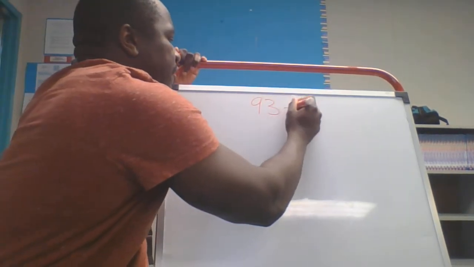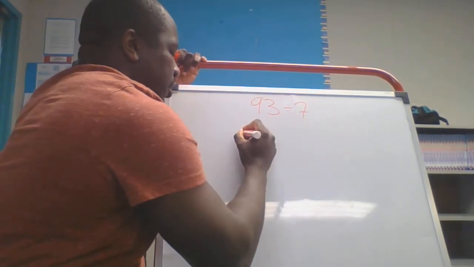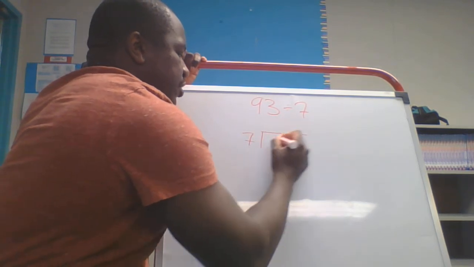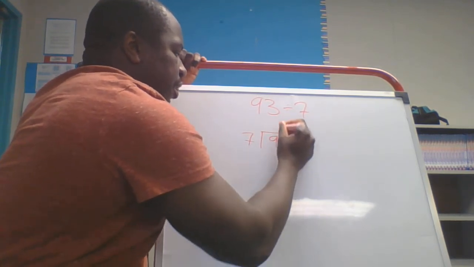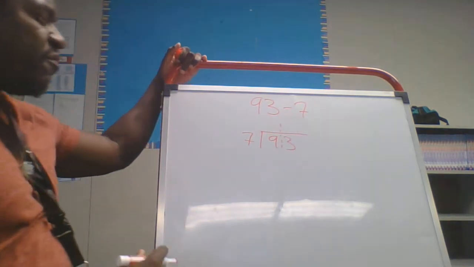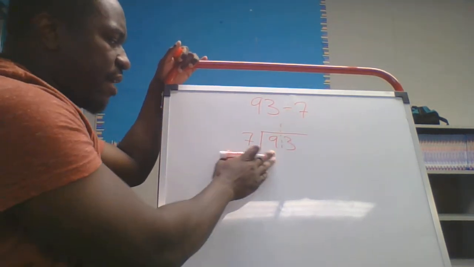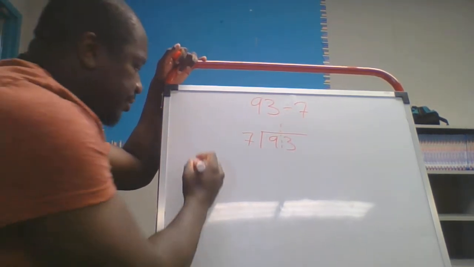Okay, so let's try 93 divided by 7. So I'm going to have 7 on the outside of my division symbol. I have 93 here. So again, can I fit a group or multiple groups of 7 into 9? Let's count and find out.